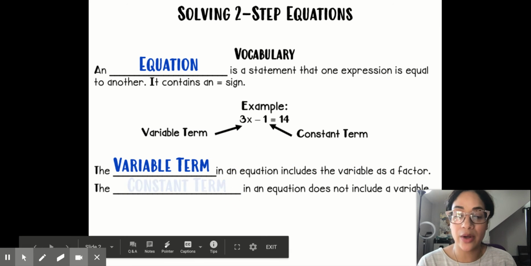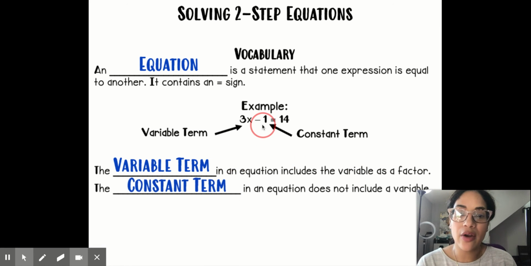The second part to the equation is a constant. Now, your constant term means that it has a constant. That means it's a number that's by itself. It doesn't have a variable next to it, okay? Now, this number could be positive or it could be negative.